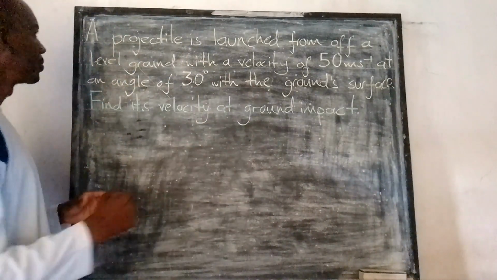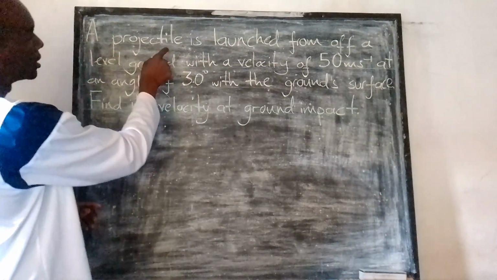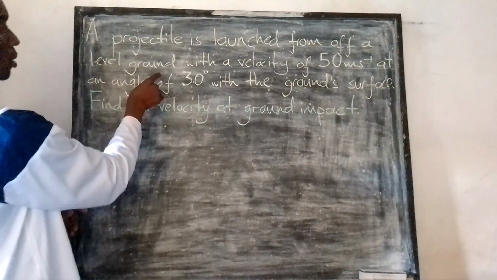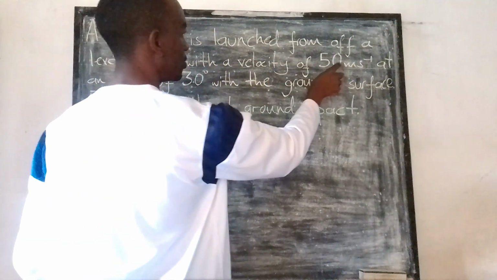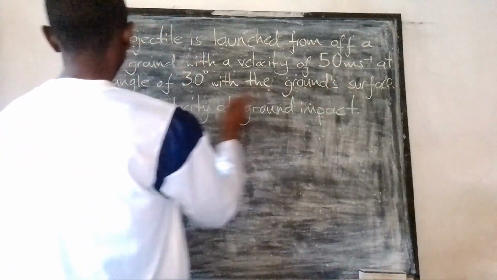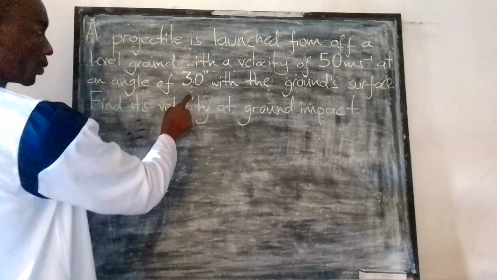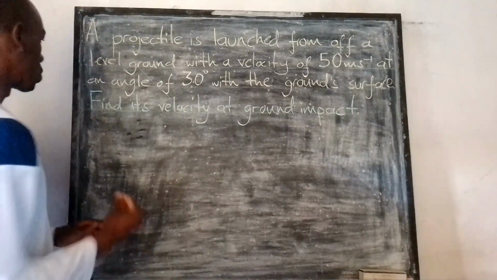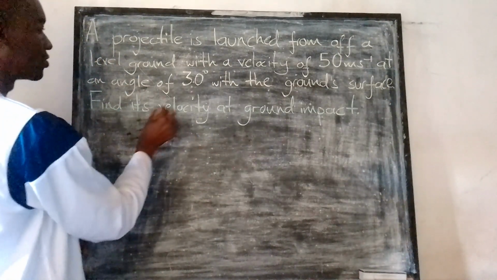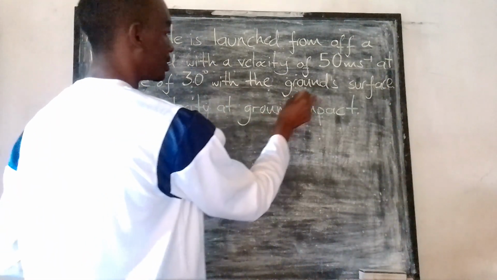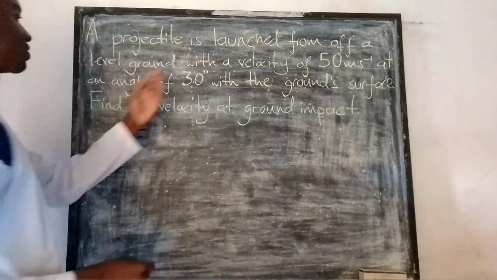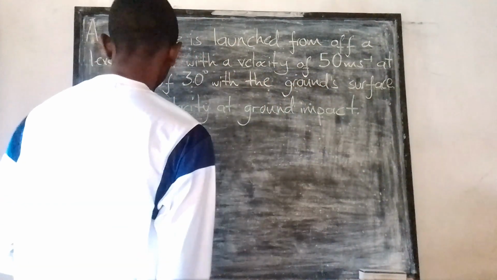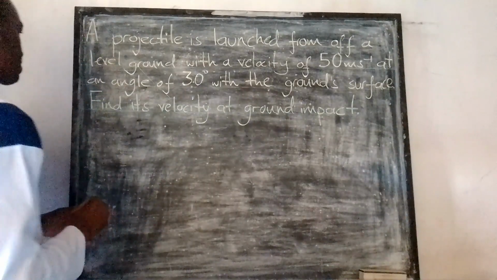Now the question reads, a projectile is launched from level ground with a velocity of 50 meters per second at an angle of 30 degrees with the ground surface. Then the question goes, find its velocity at ground impact, or find its velocity at the point of impact to the ground. That is basically what this means.